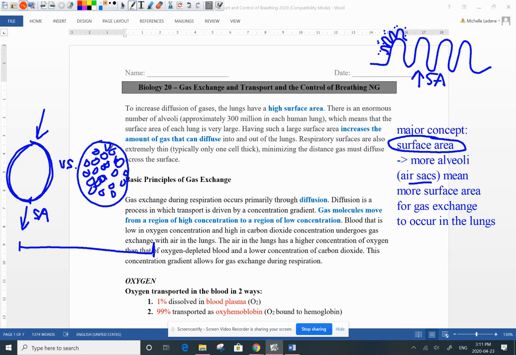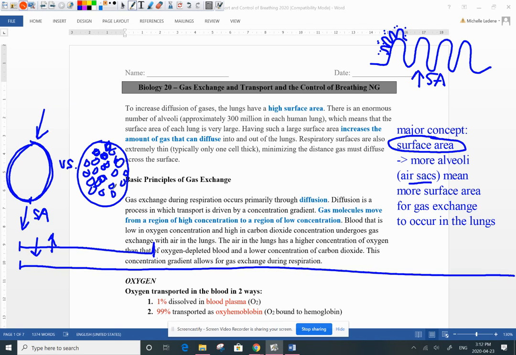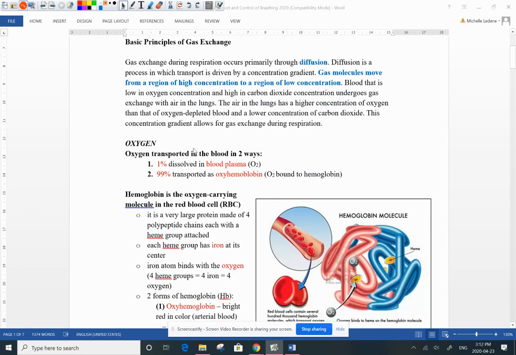Now if I have millions of these little alveoli, and this is what our lungs actually are, the exchange is happening across this membrane, right? If I was to lay this out and combine all of those alveoli together, I couldn't even fit them on the page. The surface area is much, much higher when you have all these teeny tiny alveoli. That means you can have more gas exchange occurring in your lungs, and of course, that's external respiration.